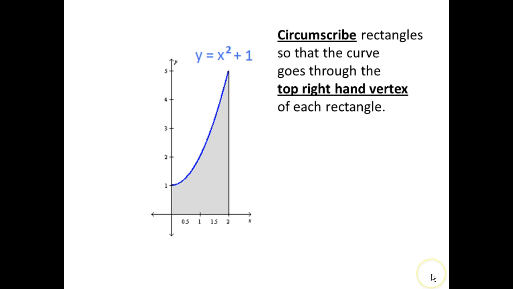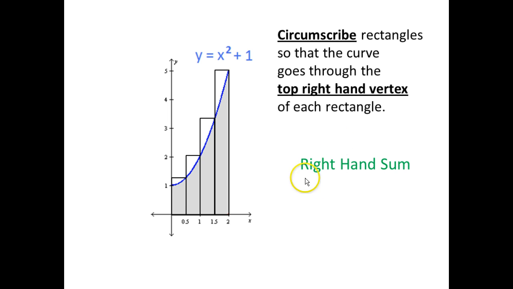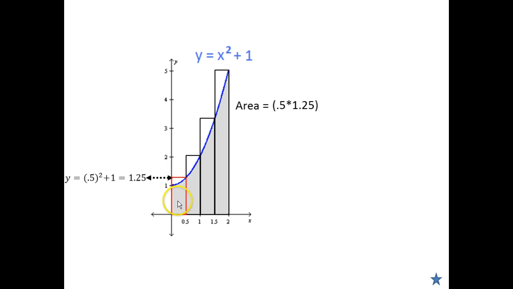Okay, so now we're going to circumscribe rectangles so that the curve goes through the top right-hand vertex of each rectangle. And this is called the right-hand sum because the curve goes through the right-hand vertex of each rectangle. Now we'll find the area of each rectangle. This first rectangle has width 0.5 and it touches the curve at x equals 0.5. So if you plug 0.5 into the formula, you get 1.25.